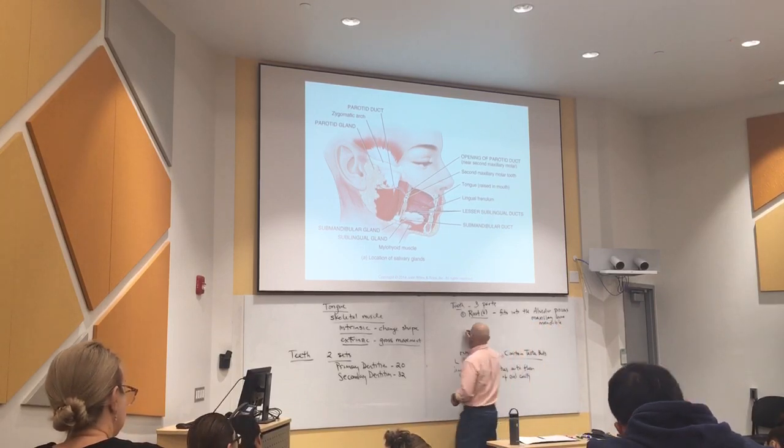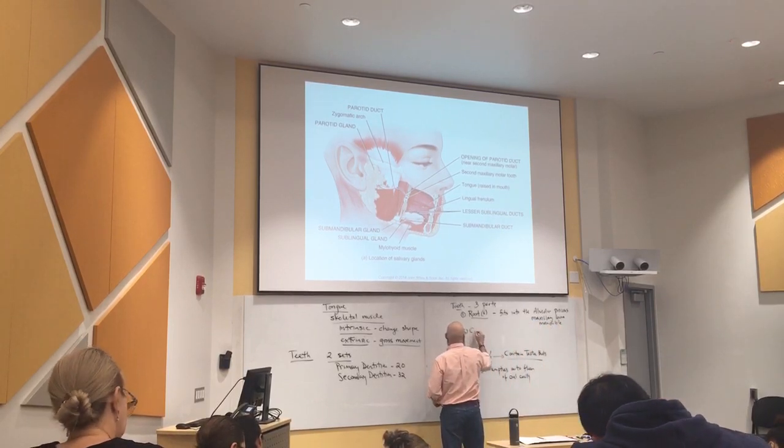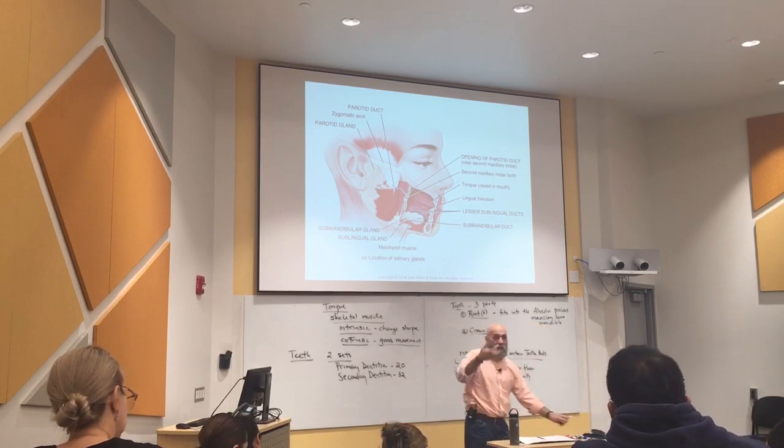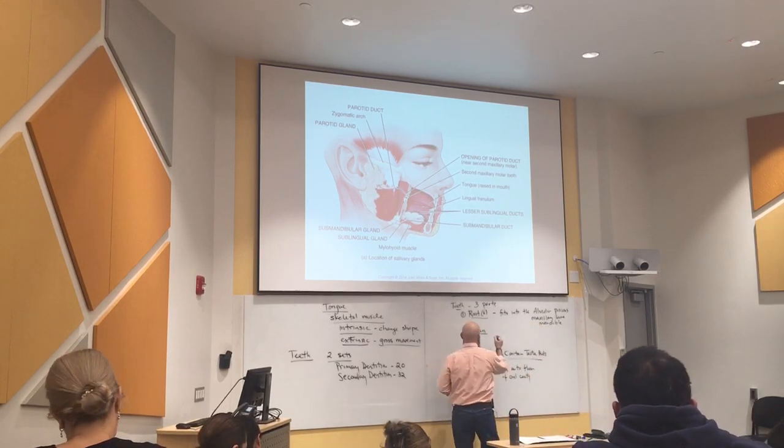So that's one of the parts. A second part that we have is the crown area. So the second portion would be the crown. The crown, that's the visible portion. That's the part that we see.